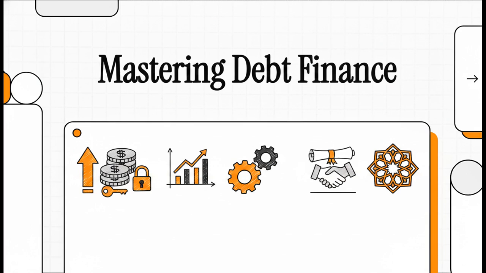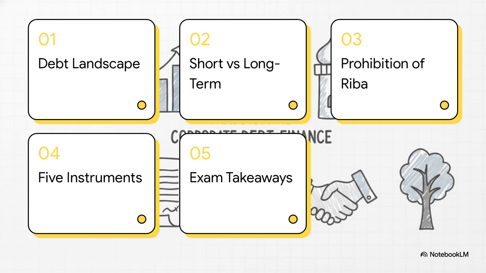Let's dive right in. Okay, here's our quick roadmap for today's session. We'll start with the general debt landscape, then contrast short and long-term debt. After that, we'll cover the prohibition of Riba, break down 5 core Islamic finance instruments you need to know, and wrap it all up with your key exam takeaways.